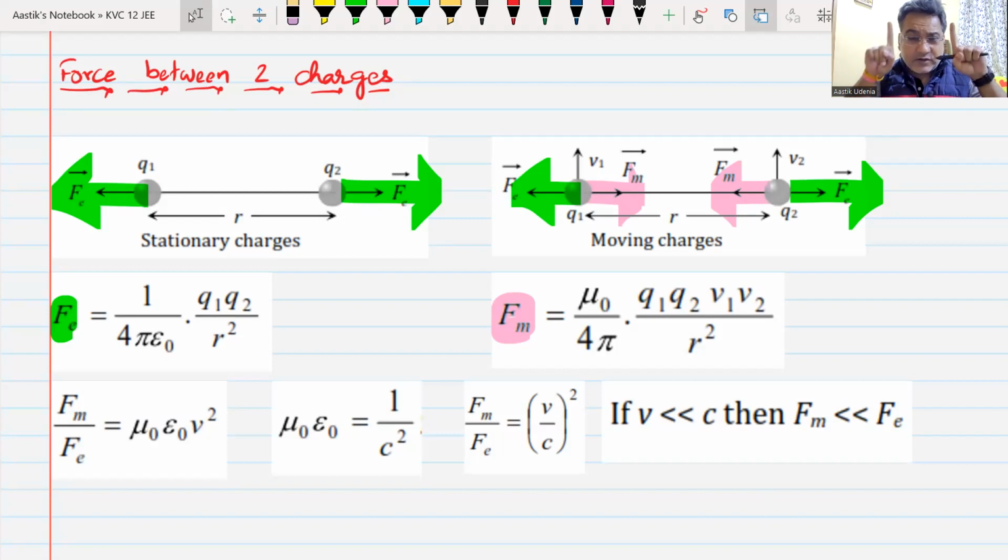But when you talk about a current carrying wire, because there are a large number of charges, the magnetic force might be stronger. Do we understand what we have done here? Yes or no?